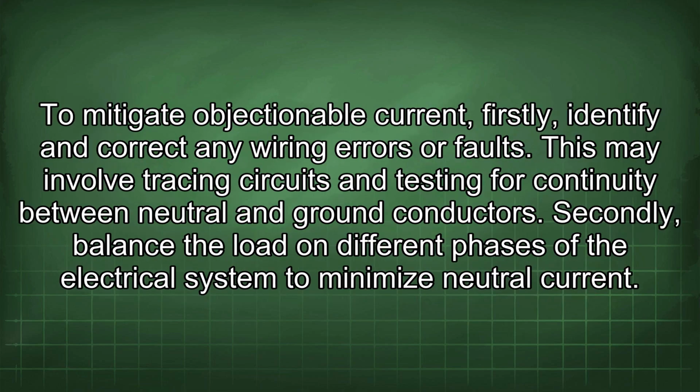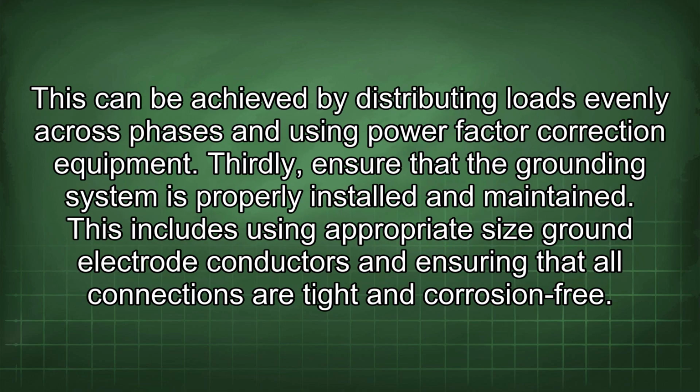To mitigate objectionable current, firstly, identify and correct any wiring errors or faults. This may involve tracing circuits and testing for continuity between neutral and ground conductors. Secondly, balance the load on different phases of the electrical system to minimize neutral current. This can be achieved by distributing loads evenly across phases and using power factor correction equipment.